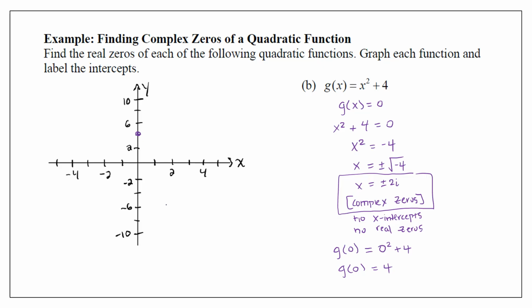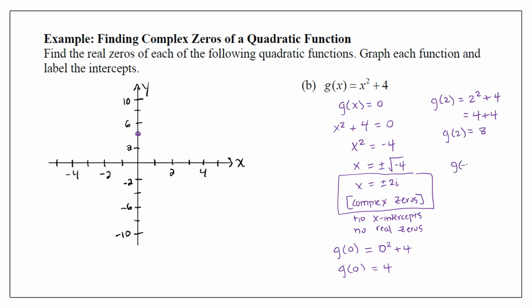This point right here, (0, 4). Now we need some other points, so we're going to need to substitute in some other values. Let's substitute in 2. So g of 2 equals 2 squared plus 4. 2 squared is 4, plus 4, which equals 8. So g of 2 equals 8.